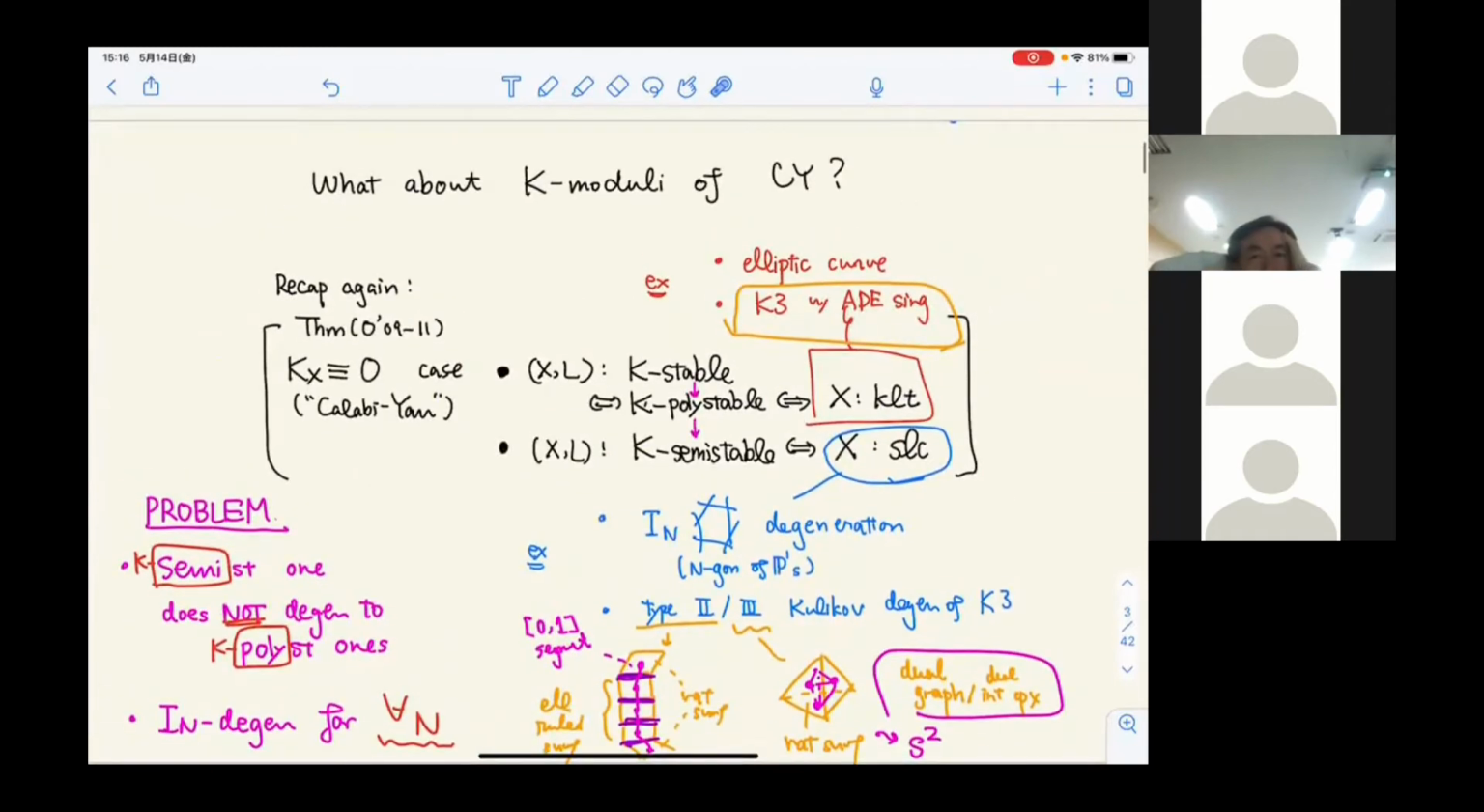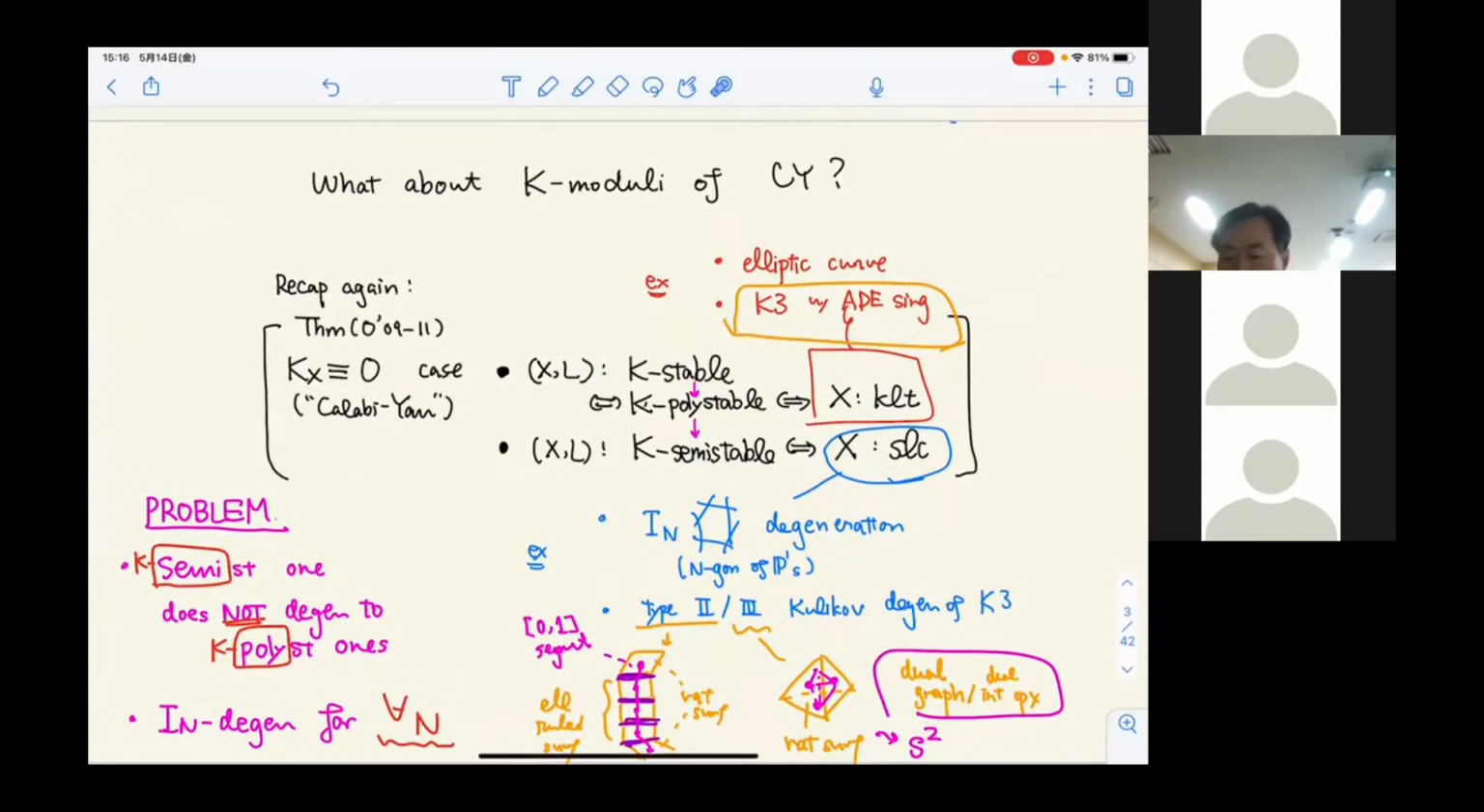But in this K0 case, these semi-stable ones are often non-normal. So it may not be irreducible, looks like this. But the polystability is actually equivalent to stability in this case. And it does not allow non-normal ones.